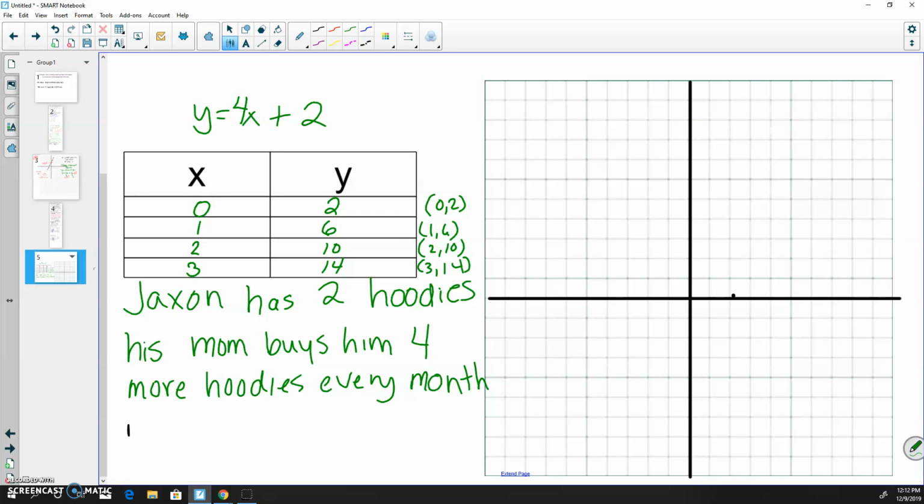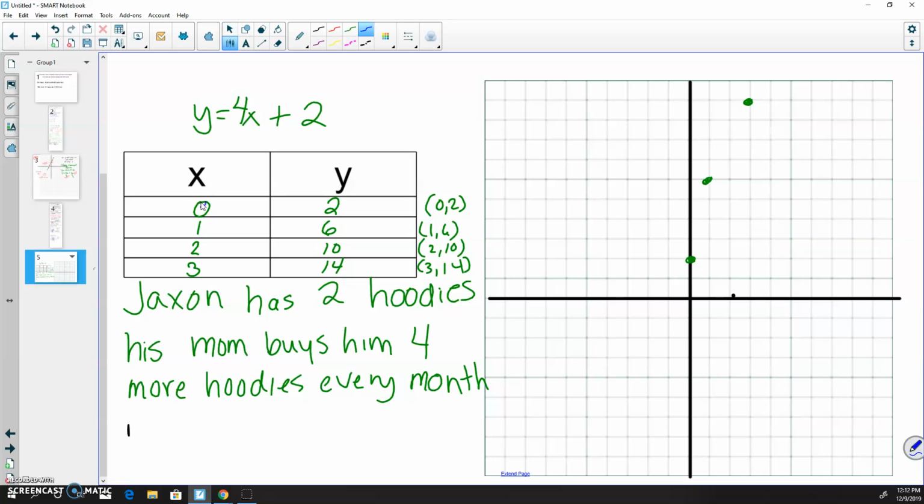Okay, over 0 up 2, over 1 up 6, over 2 up 10. Those are all the points I can put on this graph, right? Now let's graph it using our line.